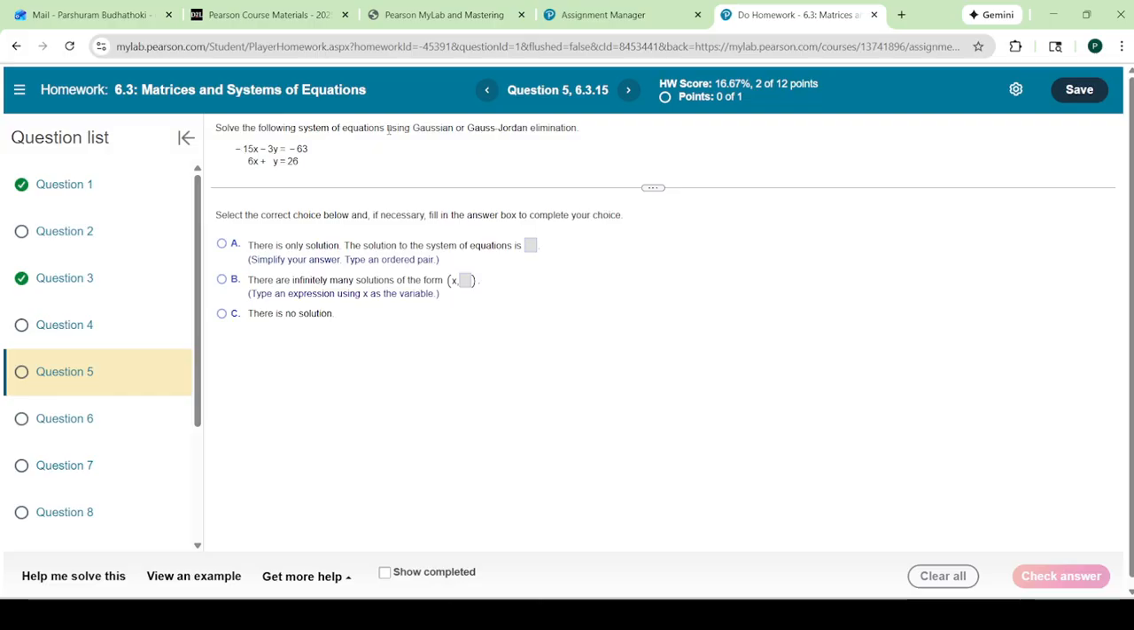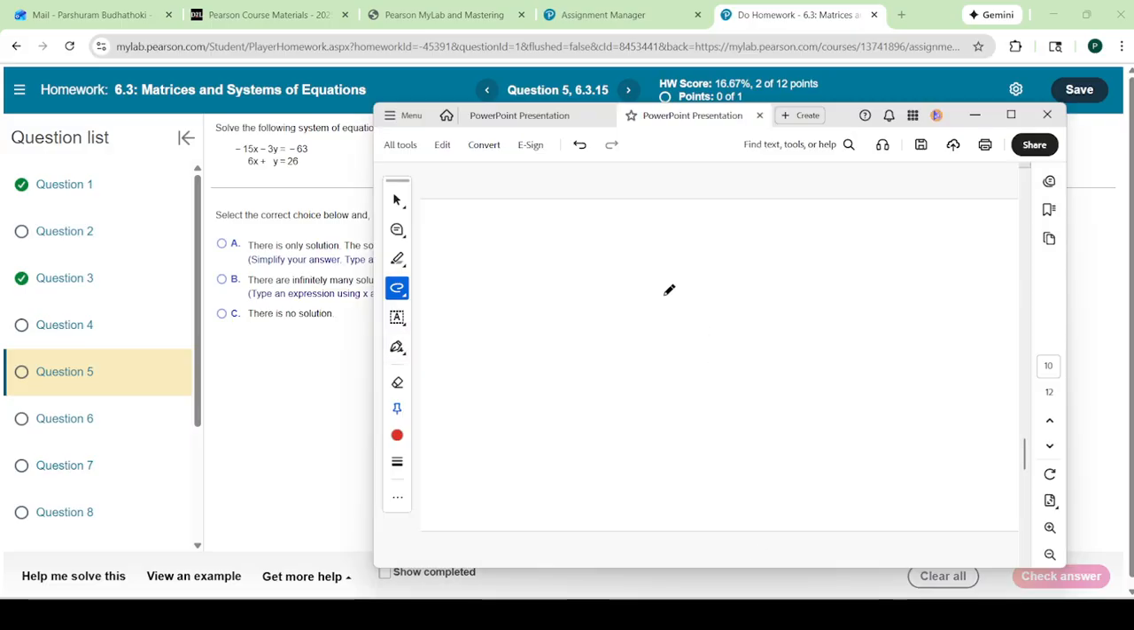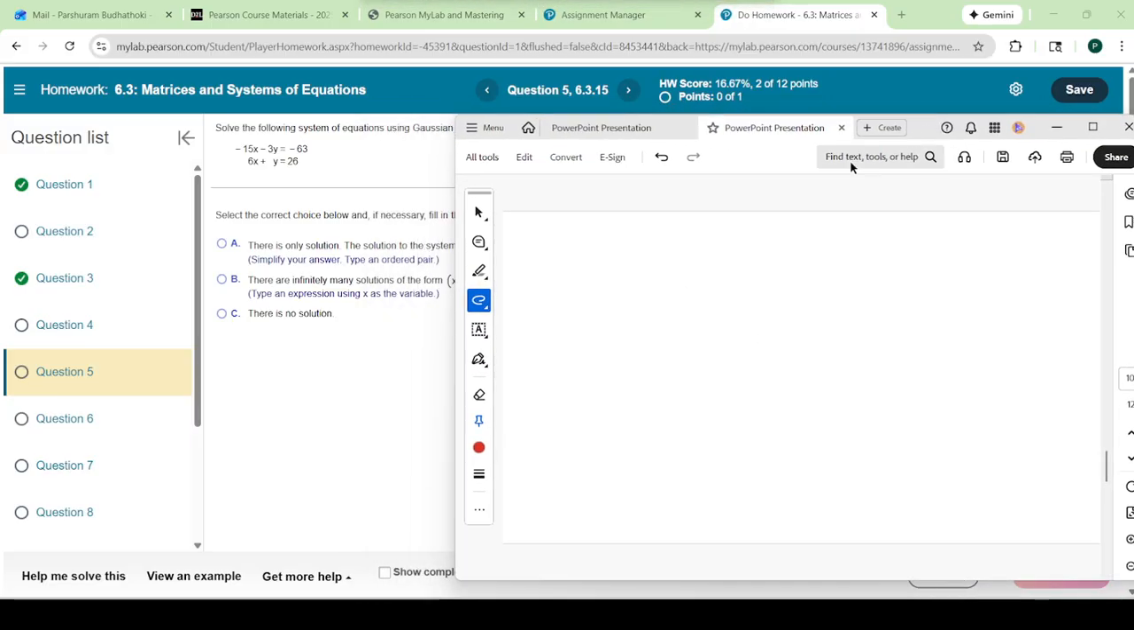Solve the following system of equations using the Gaussian or Gauss-Jordan elimination process. So I'm going to show you how to do this type of problem. First of all, we write down the equations in augmented form. The coefficient of x in the first equation is -15. Coefficient of y is -3. Coefficient of x is 6. Coefficient of y is 1. And then on the other side of the equation there is a -63 and there is a 26.